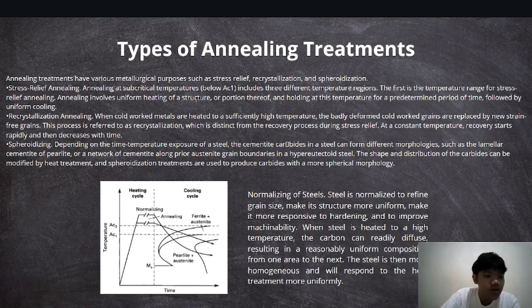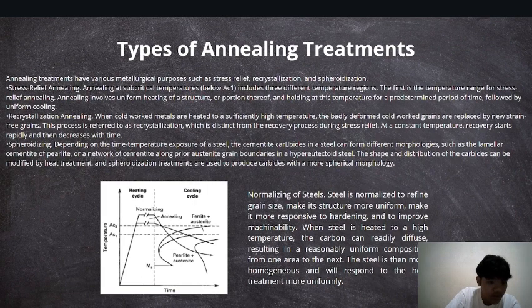2. Recrystallization annealing. When cold worked metals are heated to a sufficiently high temperature, the badly deformed cold worked grains are replaced by new strain-free grains. This process is referred to as recrystallization, which is distinct from the recovery process starting at stress relief at a constant temperature. Recovery starts rapidly and then decreases with time.